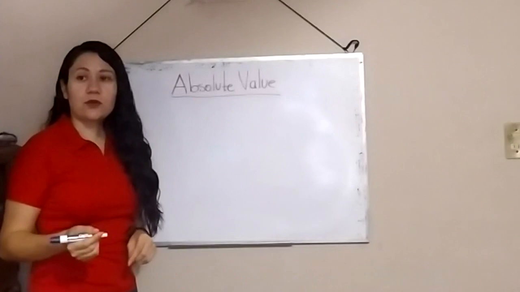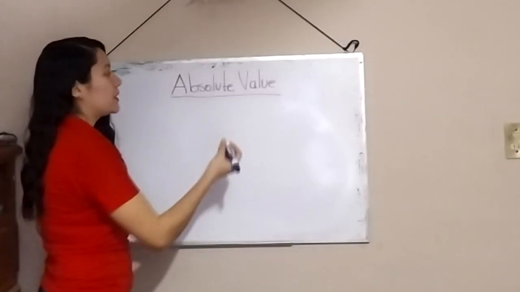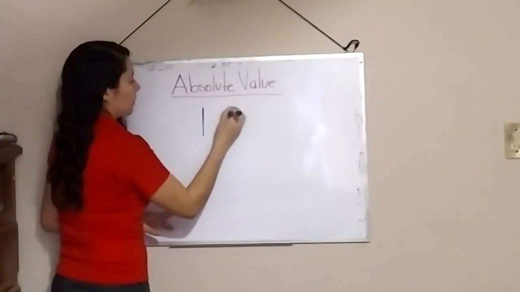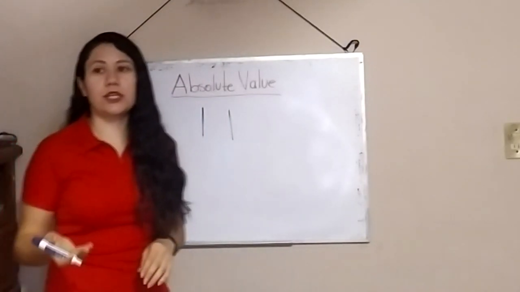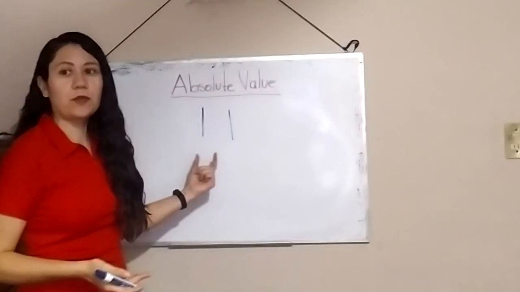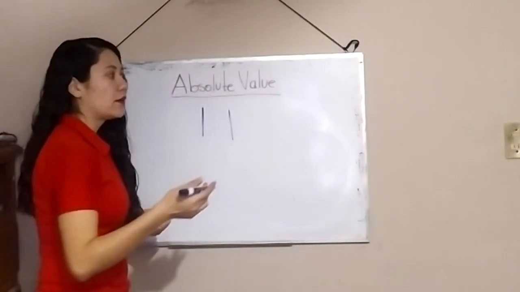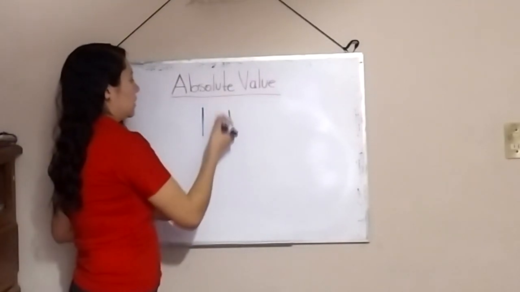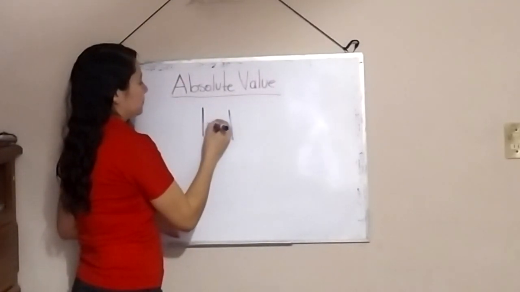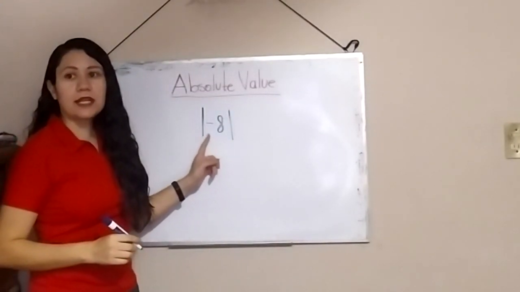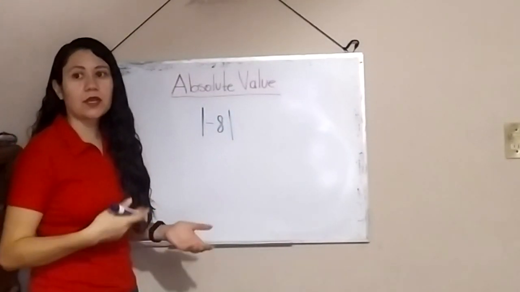The absolute value is represented with the following symbol, two vertical bars. The number is placed inside the two vertical bars. For example, this would be read, the absolute value of -8.